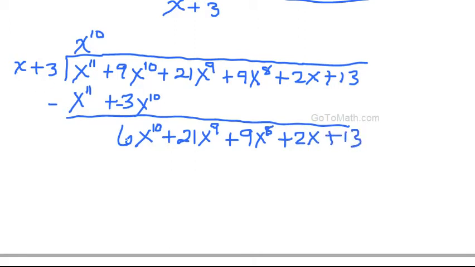So we have x goes into 6x to the 10th. We're going to say plus 6x to the 9th. Right, 6x to the 9th. So that's going to be 6x to the 10th, and then 6 times 3 is 18x to the 9th.